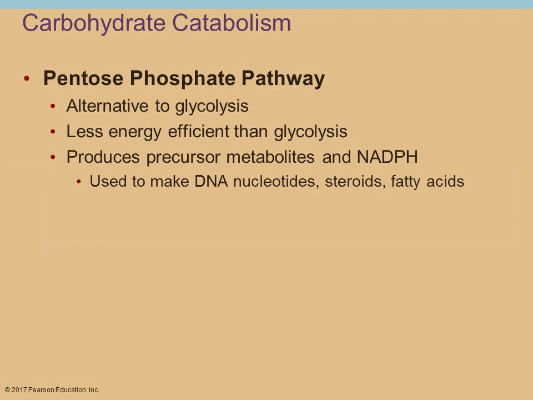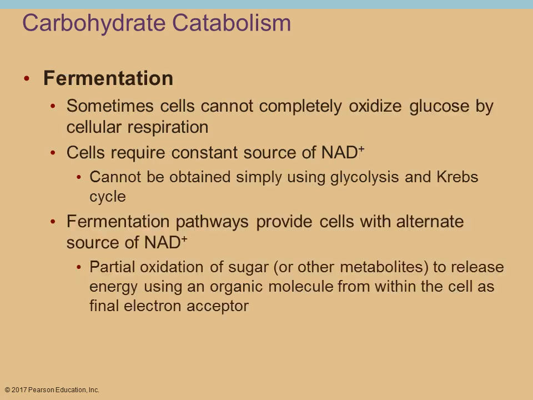Pentose phosphate pathway is just an alternative pathway to glycolysis. It's less efficient in terms of generation of ATP, but it can be used to help produce additional compounds that may be necessary, such as nucleotides, steroids, fatty acids.